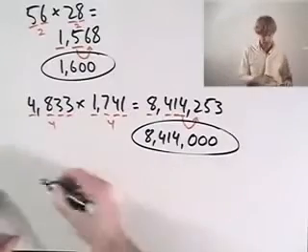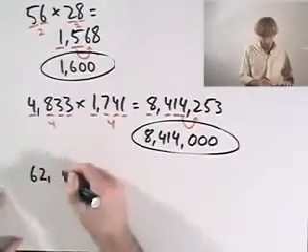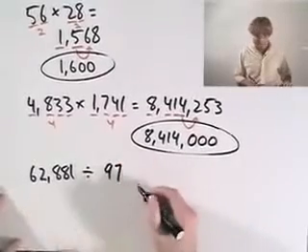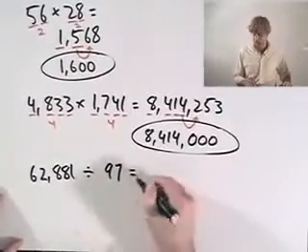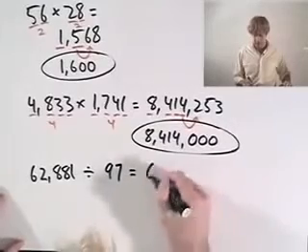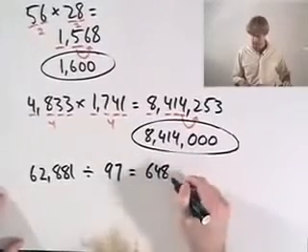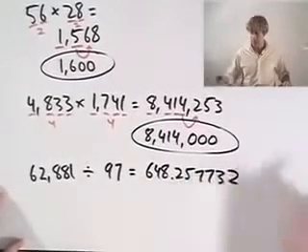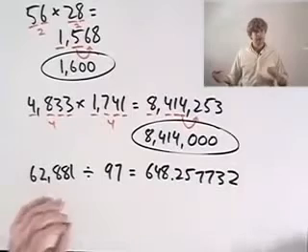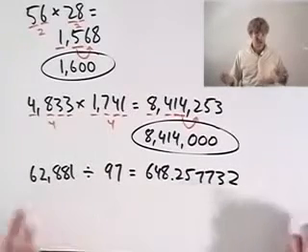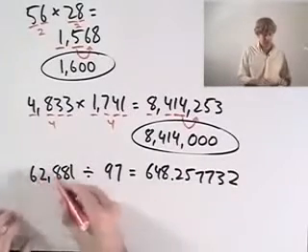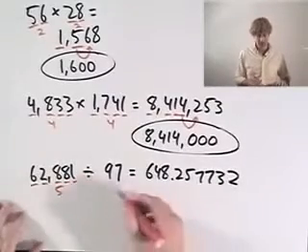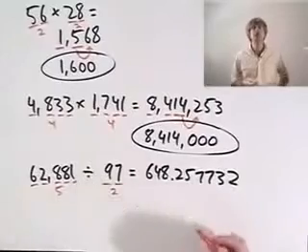Let's take a look. Let's say that we have 62,881, and we want to divide that by 97. I put that into the calculator, and the ugly answer that I get is 648.257732. Let's look to the numbers that we have divided in the first place. Well, 62881, there are 5 significant figures in this number, but 97, there are only 2 significant figures in this.